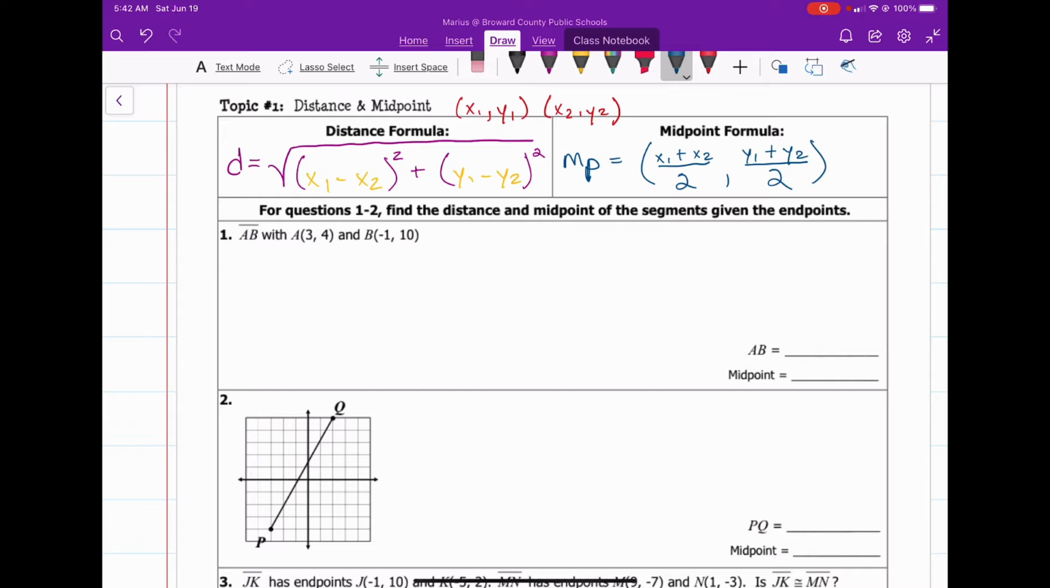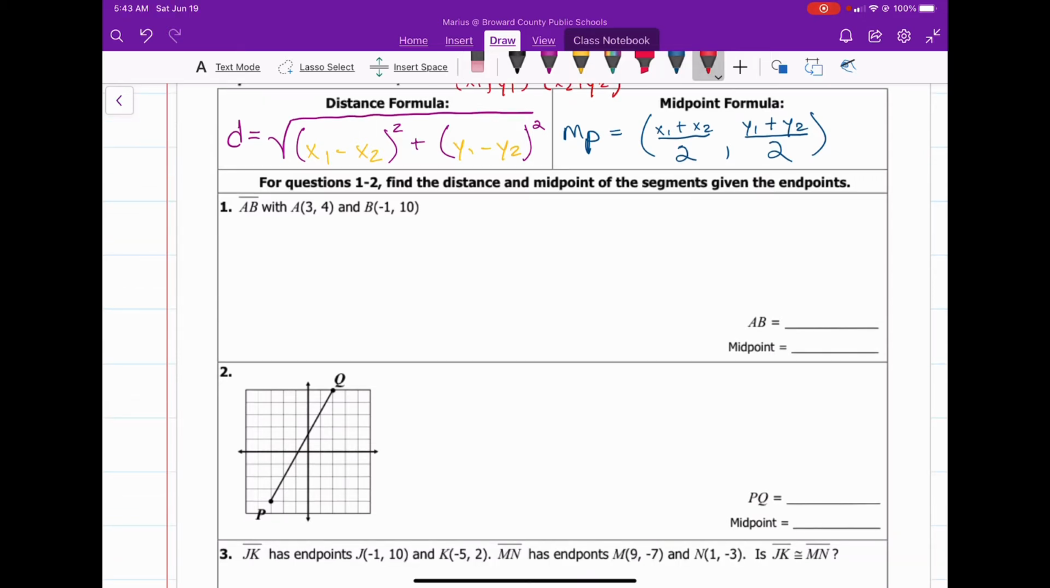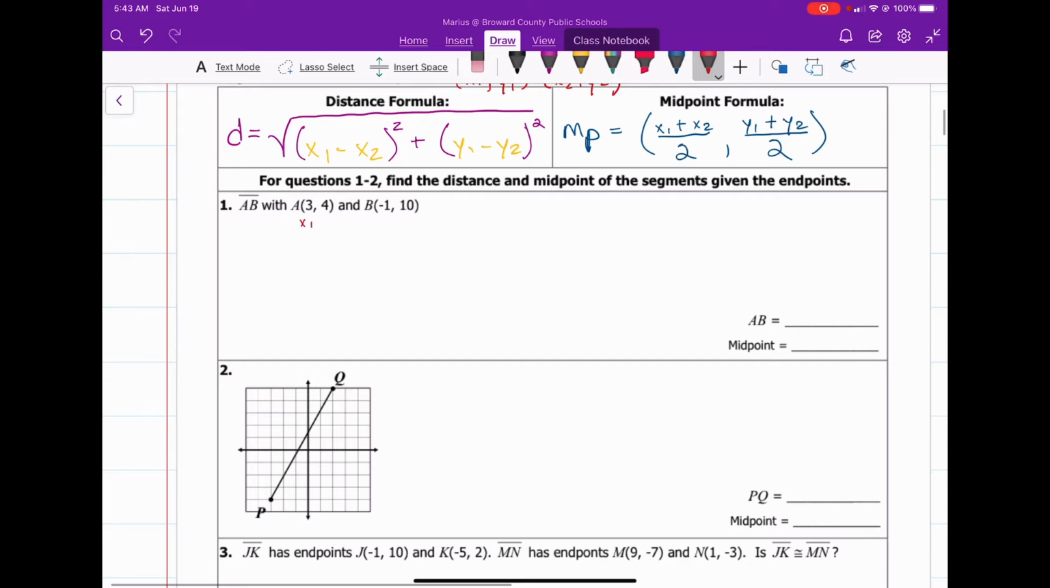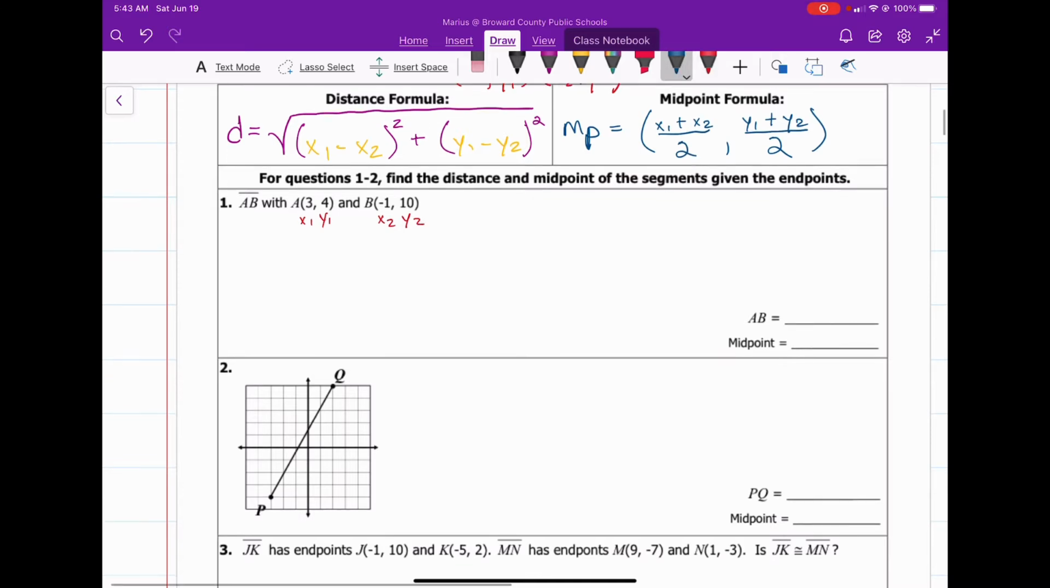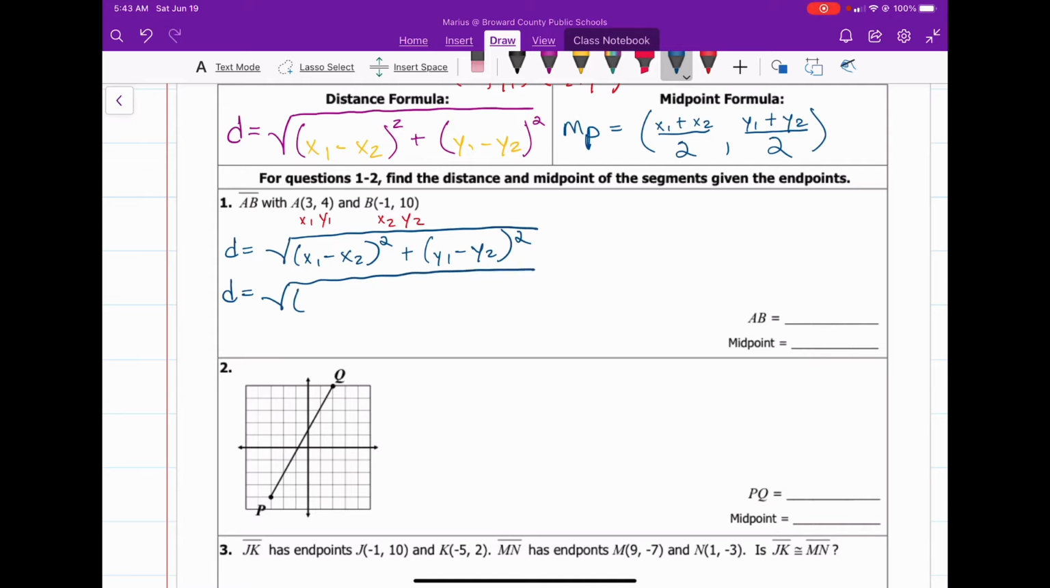So what I would suggest is, while you're working these problems out, every time you have to use a formula, write it again. So before you do anything, you want to label your points: x1, y1, x2, y2. Now let me write my formula. So that's x1 minus x2 squared plus y1 minus y2 squared, and all of that's going to be square rooted. Now I'm just going to plug numbers in and use the order of operations to figure out my answer.